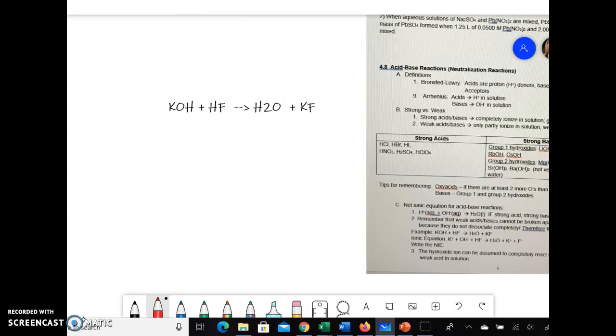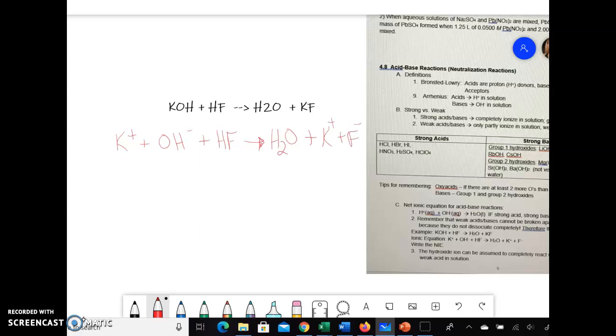So KOH is a strong base, and so this is going to completely ionize. So we can break this into K+ and OH-. But HF, if you notice, is not on that list of strong acids. So because it's a weak acid, most of these compounds are going to stick together. So we're going to keep it as HF instead of breaking it apart. If it's weak, you can't break it apart. And water is H2O. We're not going to break that apart because it's a liquid. And then KF is a salt. And remember, anything with group 1 is going to be soluble, so we can break this into 2 ions.